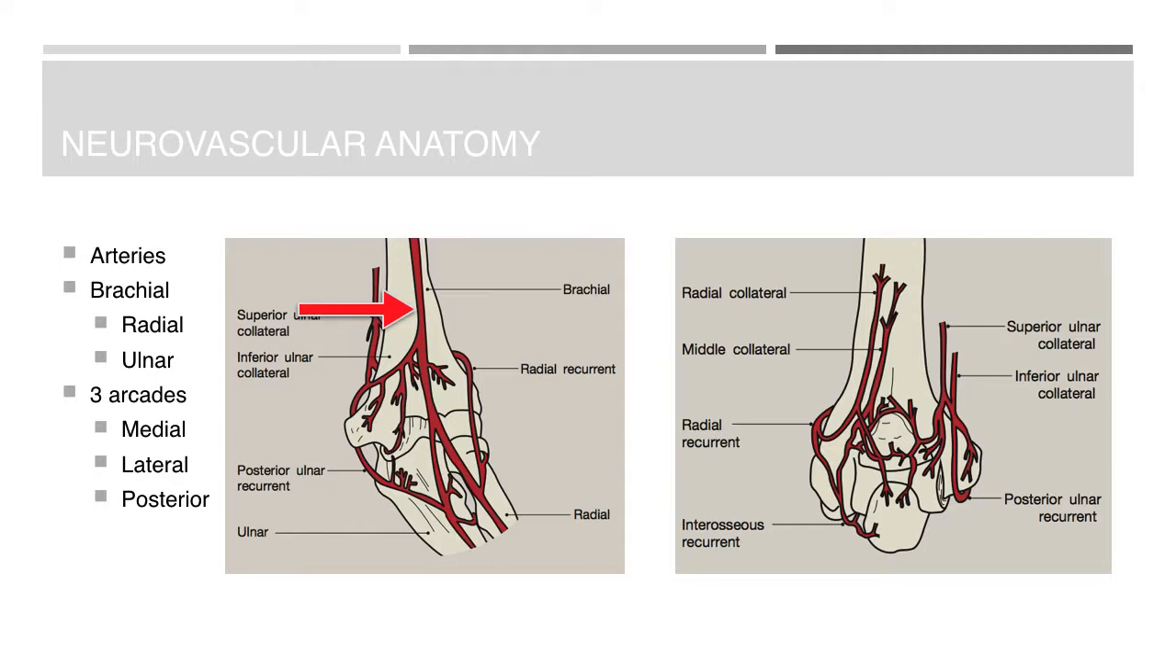At the level of the radial neck, it bifurcates into the radial and ulnar arteries. The arteries around the elbow contribute to 3 vascular arcades: the medial, the lateral, and the posterior arcades.